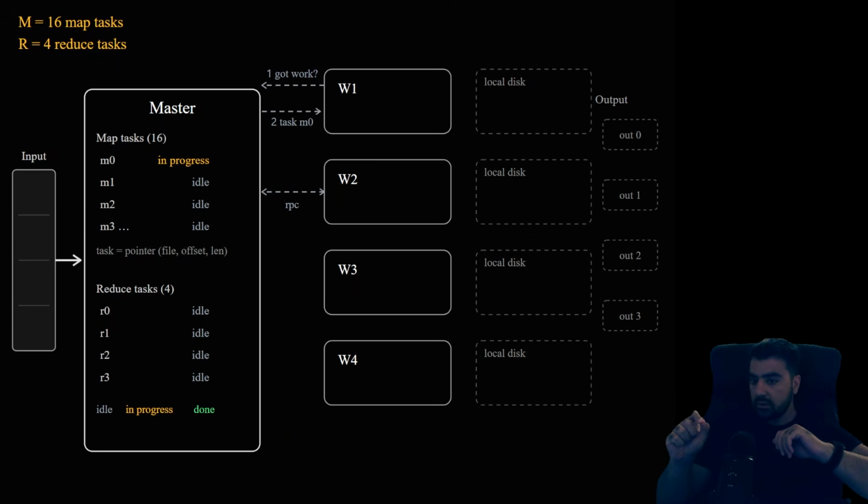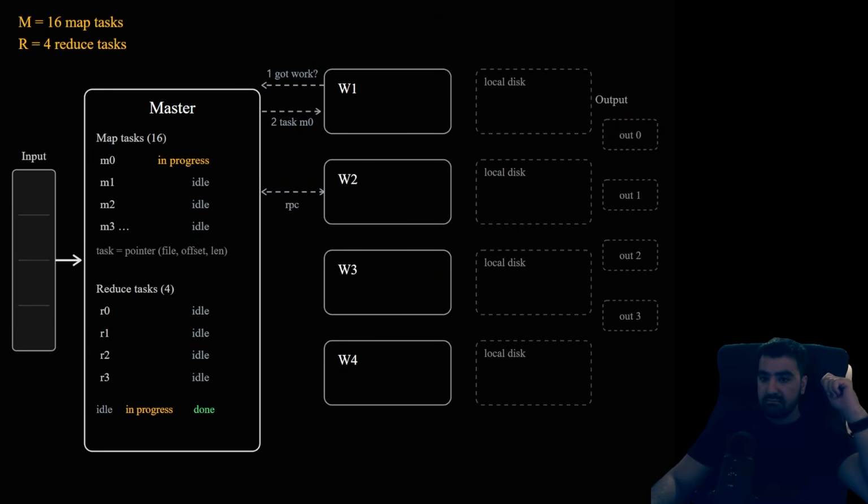Right, so at the next step, workers are going to reach out to the master over the remote procedure call channel and ask for a task. The master is going to pick any map task that is available, that is idle, and give it to that worker, then change the status of the task to in progress, and also store the worker ID which is running that task.